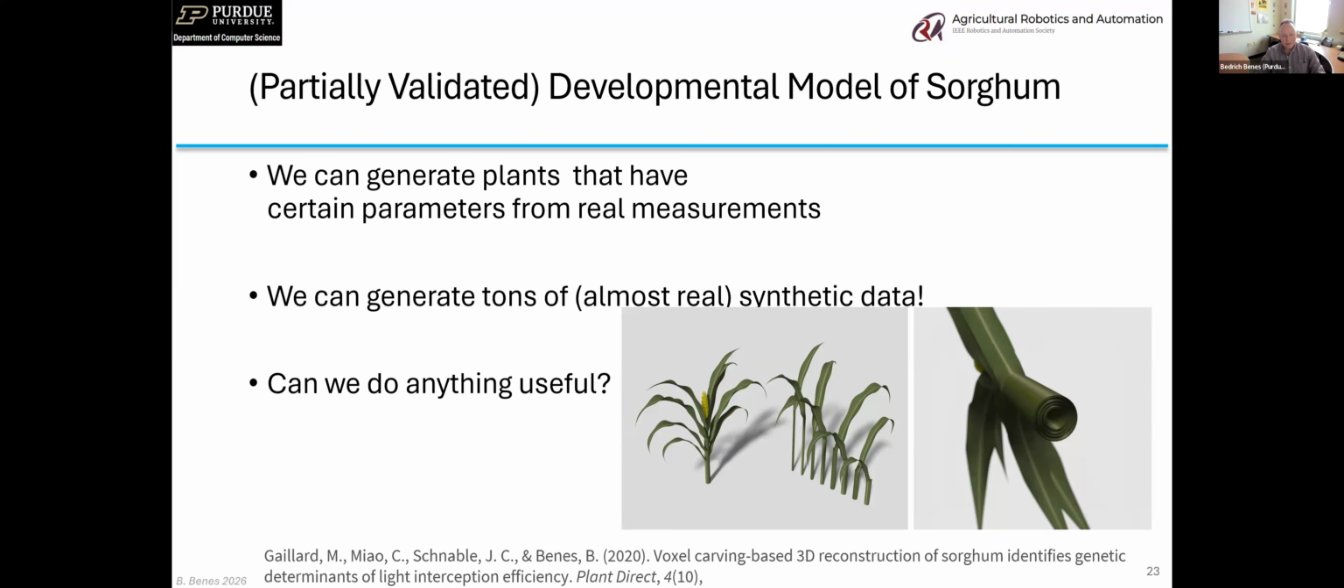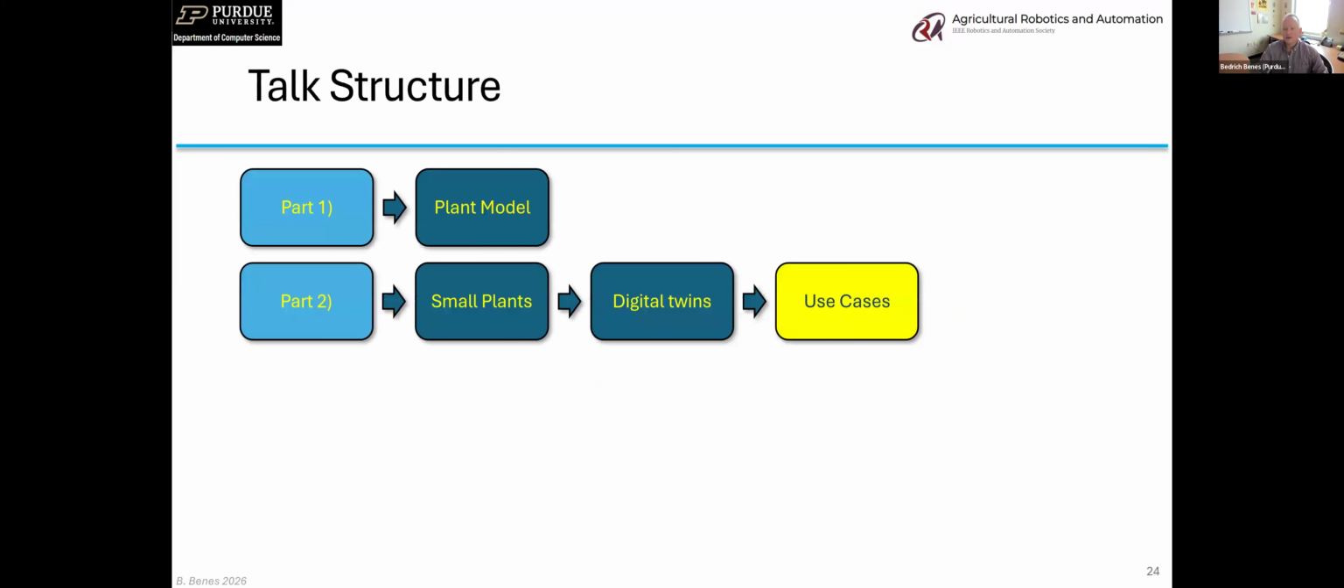Now the question is, can we do something useful with this? We have a model that corresponds to digital twins, to geometric digital twins of, if 230 is a large data set, of three-dimensional sorghums. So let me talk about the use cases, how this was used.